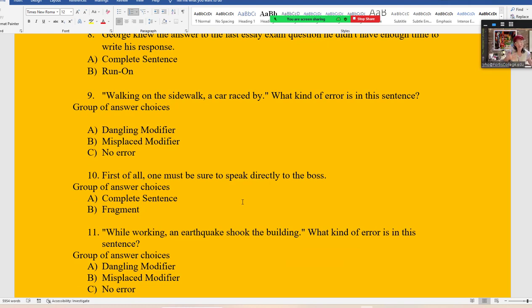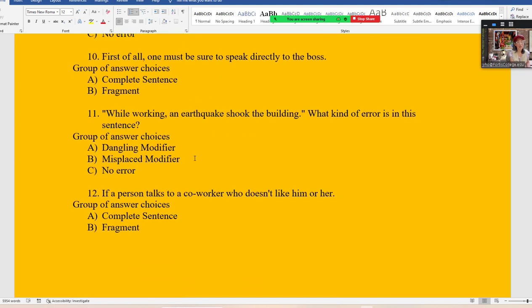It's dangling because it leaves the reader dangling. But who walked on the sidewalk? Right. First of all, one must be sure to speak directly to the boss. Is this a complete sentence or a fragment? It's a simple sentence. Excellent.